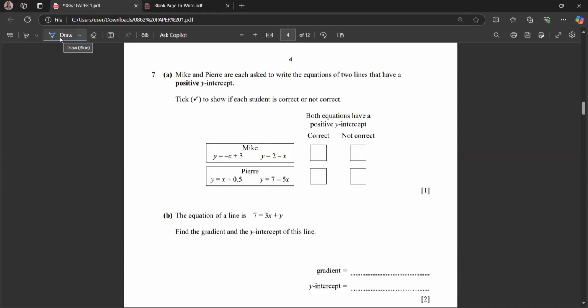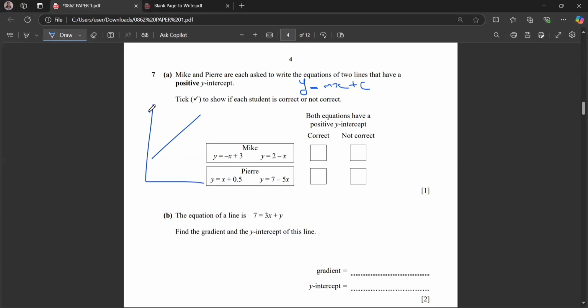7a. Mike and Pierre are each asked to write the equations of two lines that have a positive y-intercept. Tick to show if each student is correct or not correct. So the equation of a straight line is y is equal to mx plus c, where m is said to be the gradient of a line. Gradient of a line means the slope of a line. And c is the y-intercept.